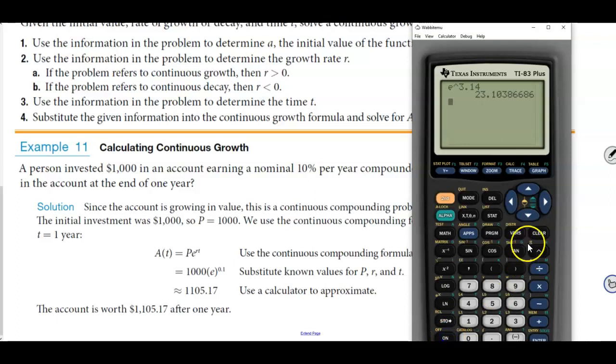So on the calculator, we're going to go ahead and write the value of e, and then we're going to multiply 1 times the rate, which is 0.10, and then select enter, and then we're going to multiply that by 1,000. And that gives us 1,105.17. So the account is worth $1,105.17 after 1 year.